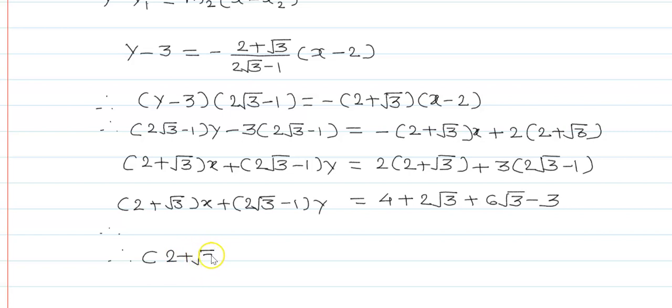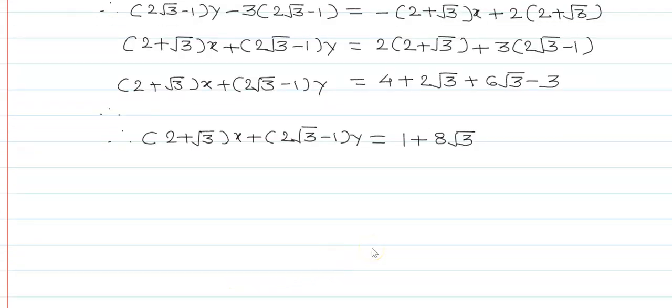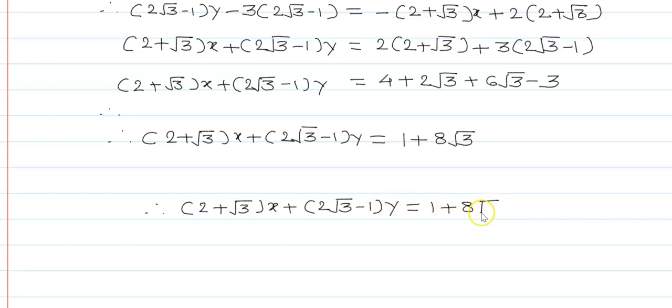and hence the answer: 2 plus root 3 into x plus 2 root 3 minus 1 into y is equal to this 4 minus 3, that's 1, plus 2 into 6 root 3 and therefore the answer is 2 plus root 3 x plus 2 root 3 minus 1 into y is equal to 1 plus 8 root 3.